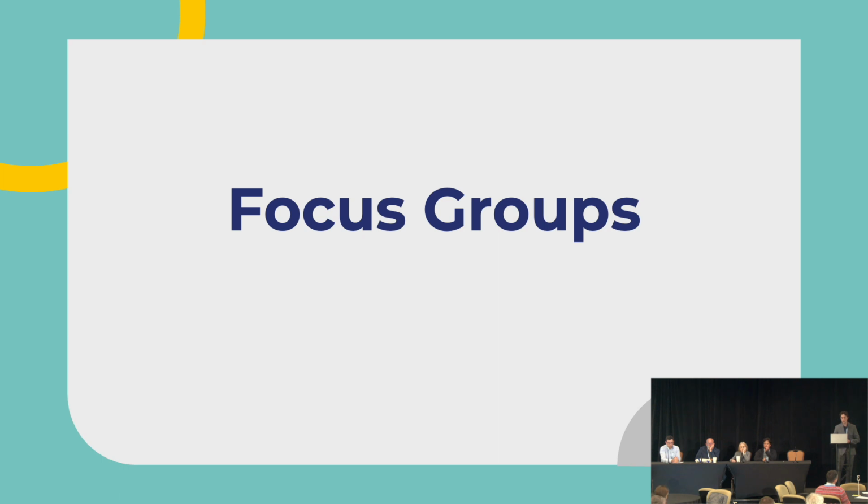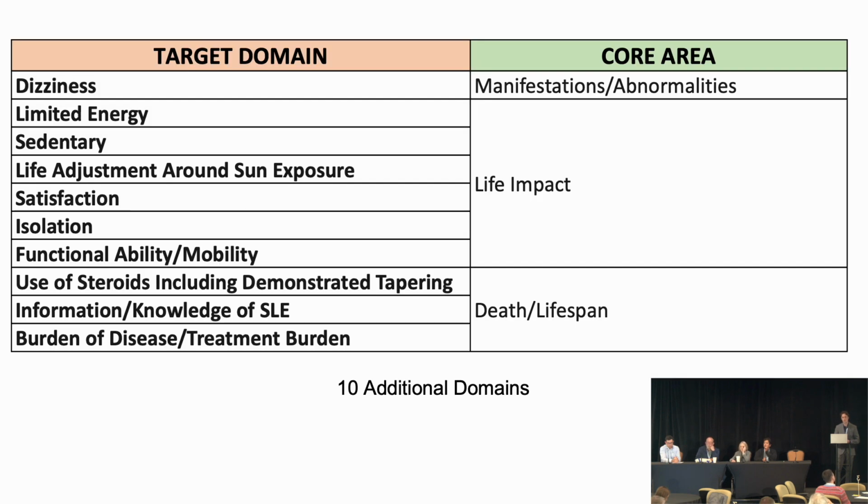And now we have our focus group domains. In the manifestation area, we had dizziness. In life impact, we had limited energy, sedentary, life adjusted around sun exposure, satisfaction, isolation, functional ability, and mobility. And then in the death and lifespan core area, we had use of steroids, including demonstrated tapering, information and knowledge of SLE, burden of disease, and treatment burden.